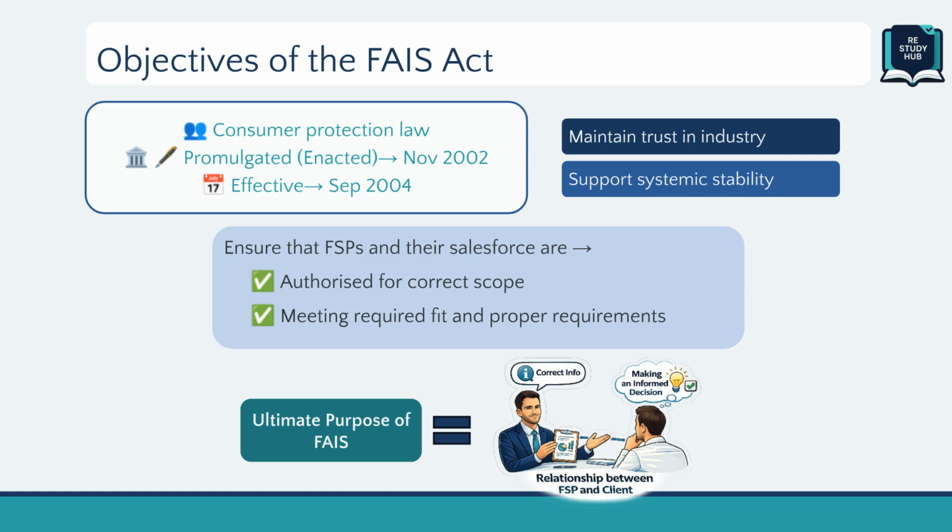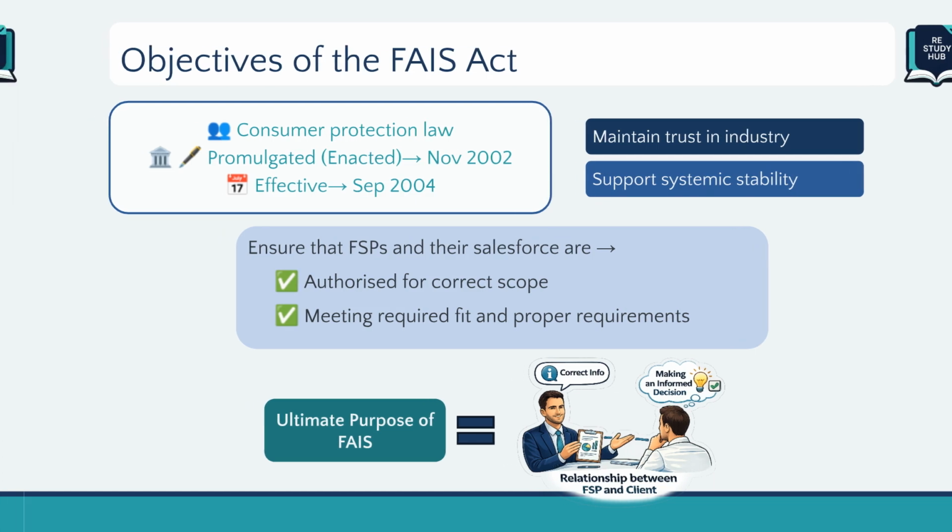In these cases, when applying the FAIS Act, the most correct answer will always be the one that best ensures correct authorization, compliance with fit and proper requirements, and proper disclosure of information to the client. Whenever you are uncertain in an exam question, you should choose the option that most closely aligns with proper authorization, appropriate standards, and the protection of the client through correct information.